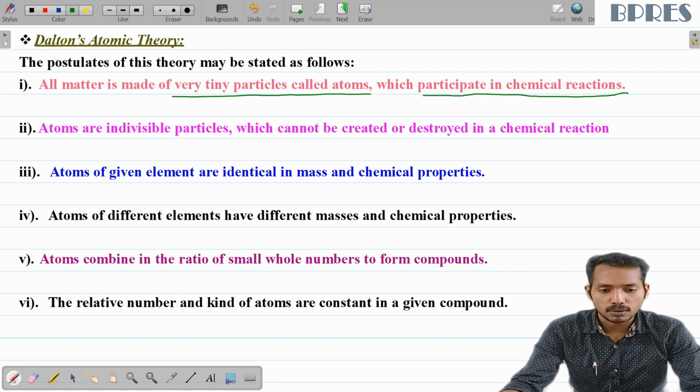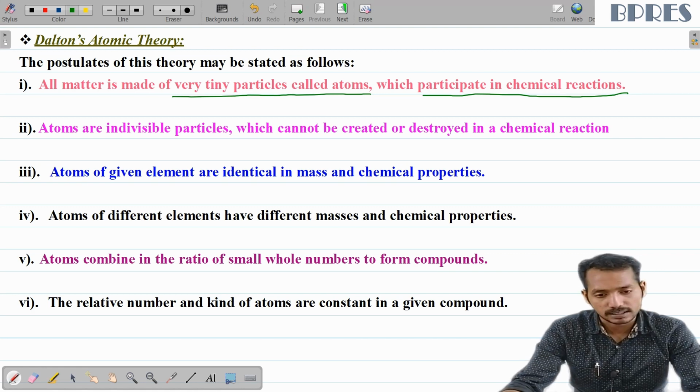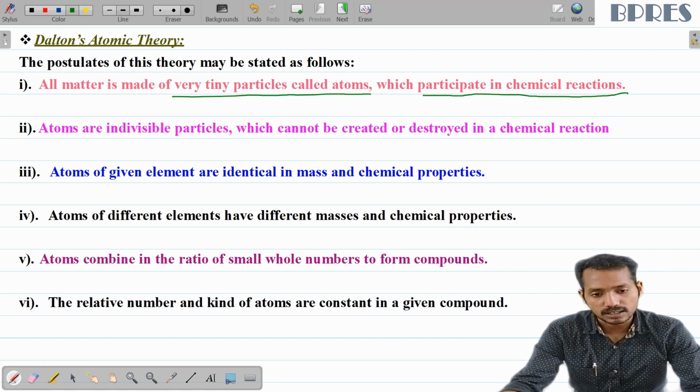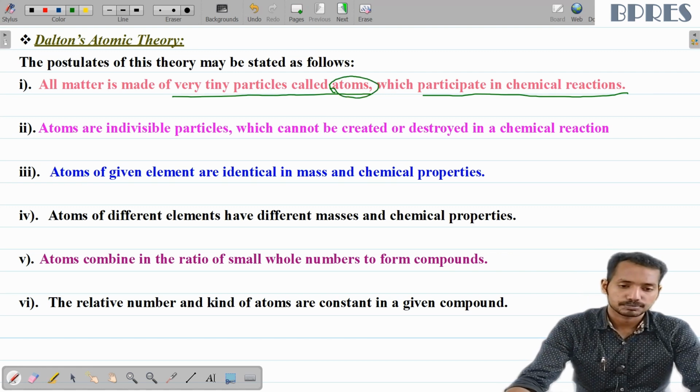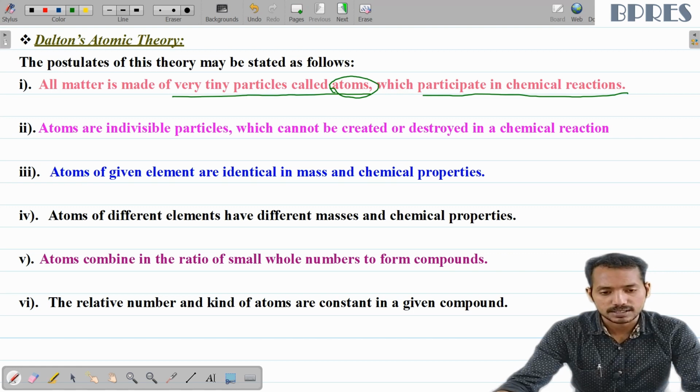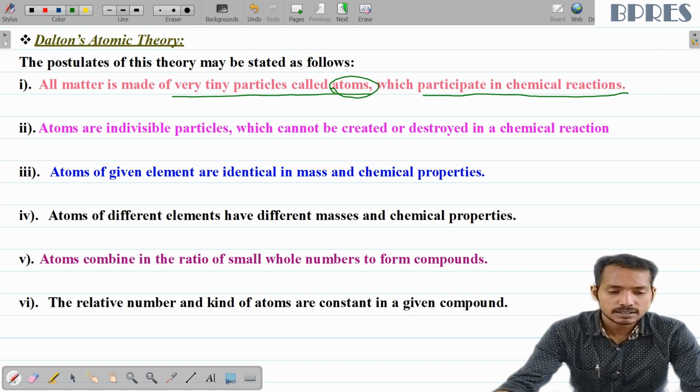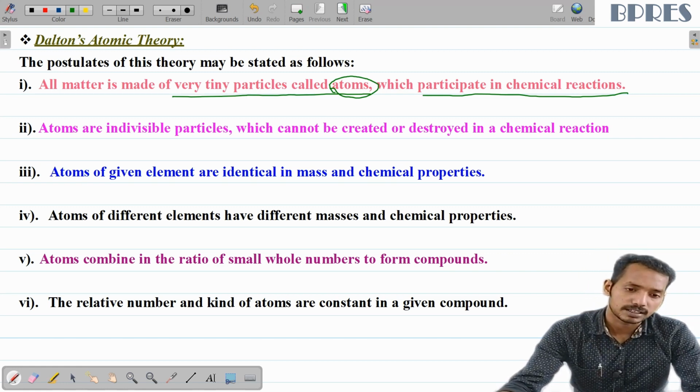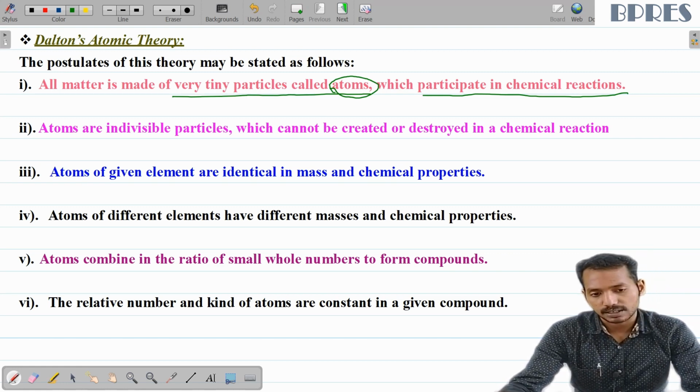In chapter 1, we studied that all matter is made up of particles. Actually, those particles are named atoms. That is the fundamental particle of matter. So he gave a basic idea of what an atom is, but he did not mention anything about the structure of the atom. He just said all matter is made up of very tiny particles, which we name atoms.